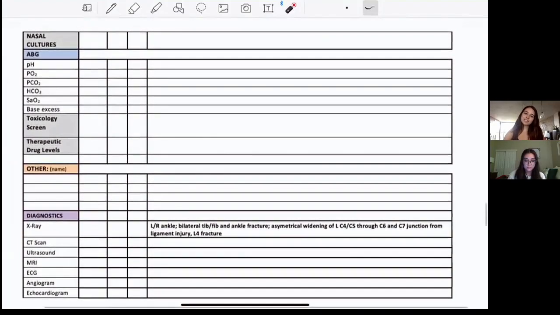Okay, and then this is just diagnostics, and this patient clearly had x-rays done to see what damage he had caused to his skeleton, which is all outlined here.